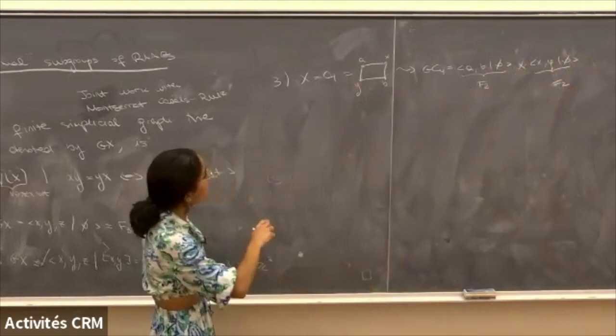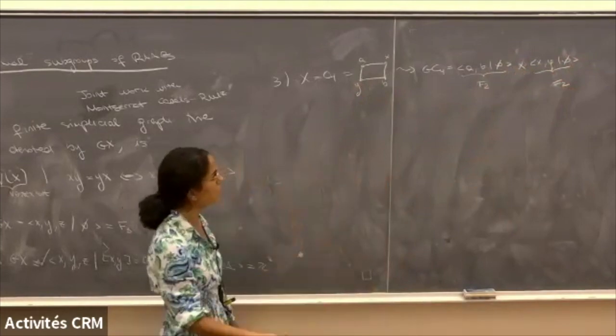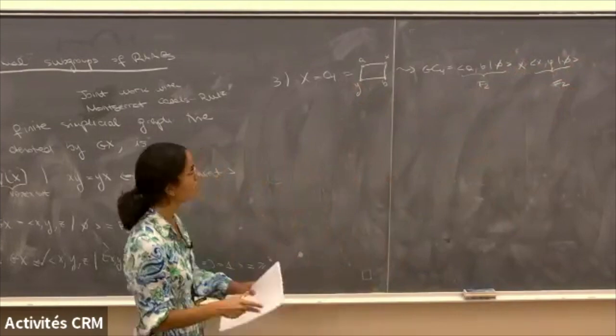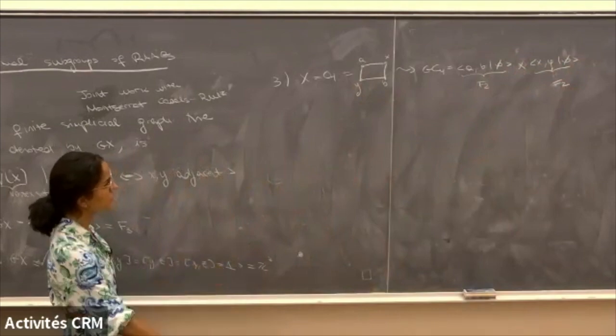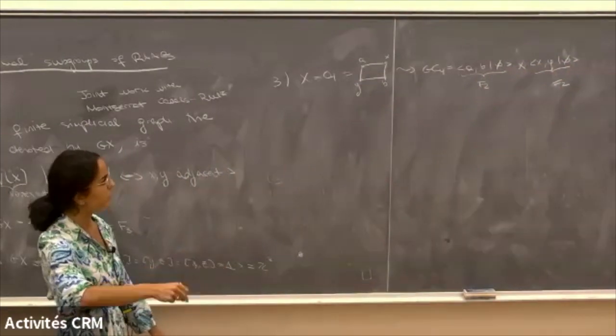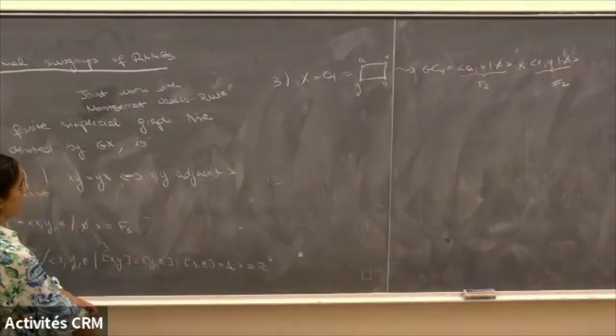So as you can see, if I have finitely many RAAGs and I take the direct product of those RAAGs, I again have a right angled Artin group by taking the join of the graphs. And if I have finitely many right angled Artin groups and I consider the free product, it's again a right angled Artin group by taking the disjoint union of the graphs.